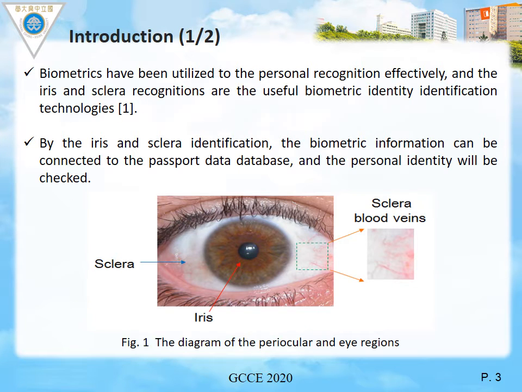Introduction. Biometrics have been utilized for person recognition effectively, and iris and sclera recognition are used for biometric identity identification technologies. Figure 1 shows the diagram of the periocular and eye regions. By iris and sclera identification, the biometric information can be connected to the passport databases, and the personal identity will be checked.